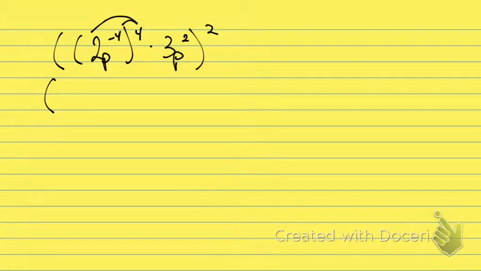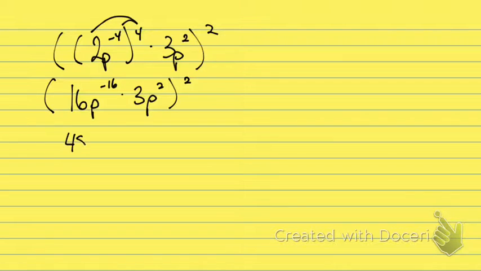2 to the 4th power: 2, 4, 8, 16. P to the negative 4 to the 4th is p to the negative 16 times 3p squared. So I just made it a little simpler. Now here there's a couple options. You could distribute your square to everything on the inside. I personally am going to choose to simplify everything in my parentheses first. So I got 16 times 3, so that's 48. P to the negative 16th times p squared is p to the negative 14.